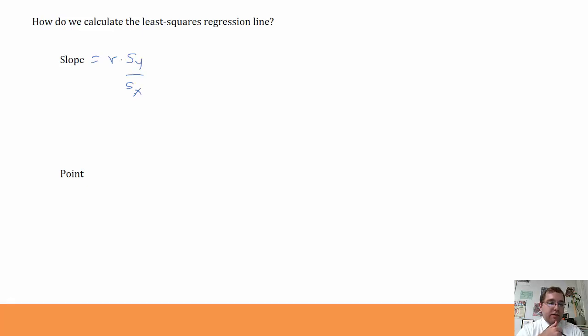So if the correlation is positive, the slope will be positive. If the correlation is negative, the slope will be negative, which makes sense. If our points generally have a positive association, we want the line that goes through them to have a positive slope. Same with negative. And notice the y goes on the top and the x goes on the bottom, just like the old formula from algebra for calculating a slope, y2 minus y1 over x2 minus x1. The y's always go on the top, the x's go on the bottom.